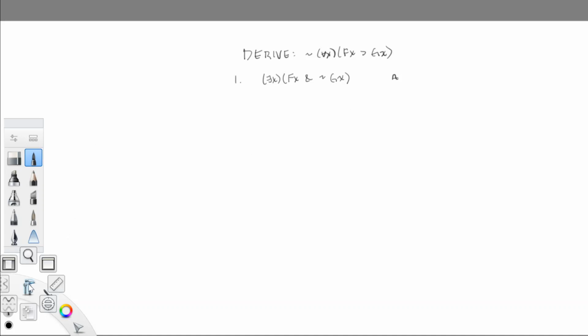So let's set up a derivation. We're going to derive the negation of the universal, negation of for all x, if x is f, then x is g. And we're going to derive it from the existential. There's an x, x is f, and x is not g. That will be our primary assumption. It'll be our only primary assumption.